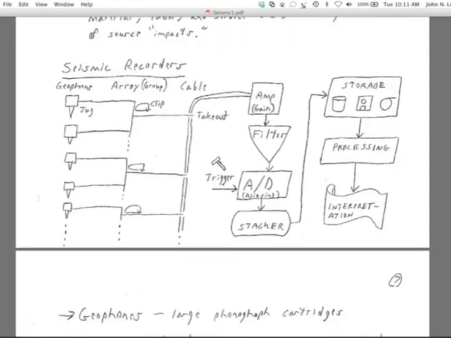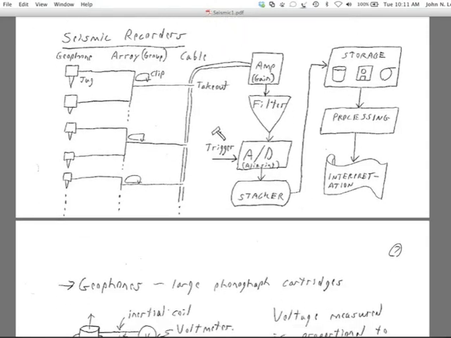Let's talk a little bit about seismic recorders. Here's a diagram of what we typically would have. The first thing we'll do when we start a seismic survey is lay out a cable. That cable will have 24 or 48 places, or maybe just 12, where we can connect some sensors. Those connections are called takeouts. So there'll be 12 to 48 takeouts, spaced evenly across the ground along our seismic survey line.